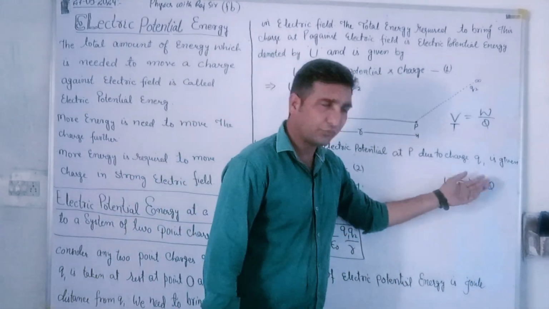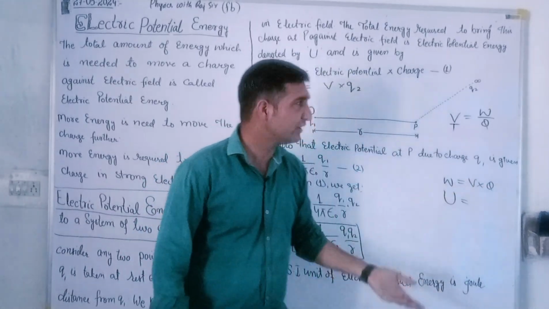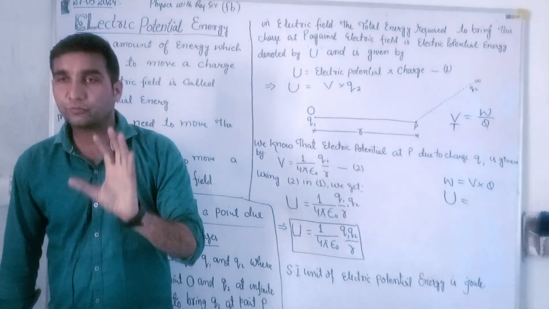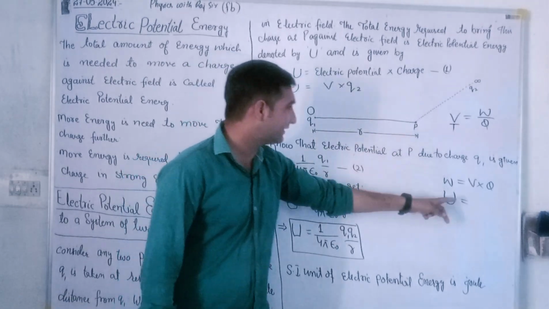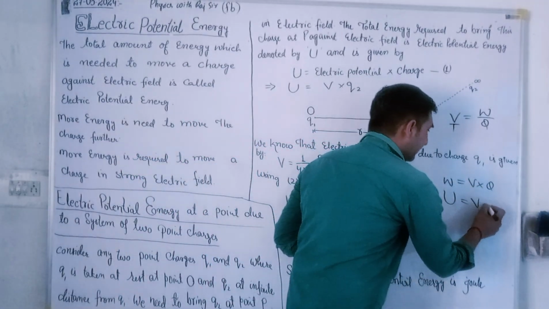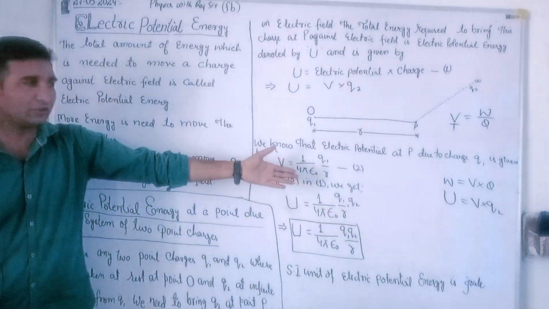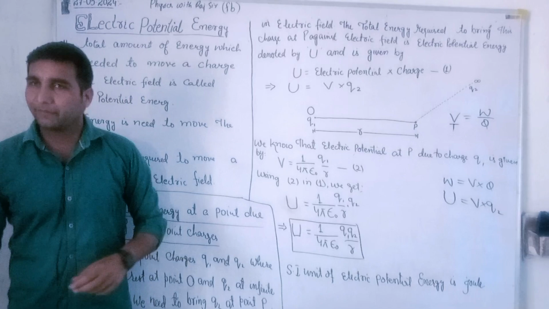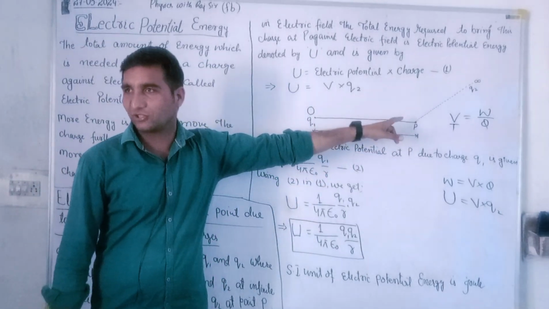U equals V into Q. V is the electric potential, and Q is the charge that we have to bring. That charge is Q2, so we write Q2 instead of Q: U equals V into Q2. We also know the value of V: it is 1 upon 4 pi epsilon naught, Q1 upon R. Why? Because the charge for which we find the electric potential at point P is Q1.